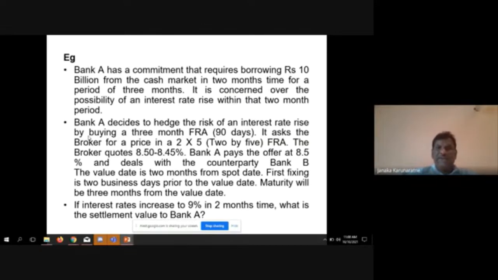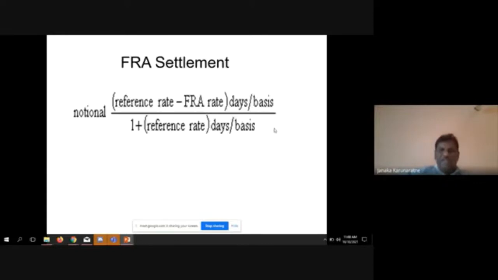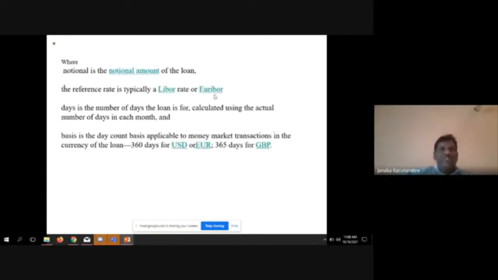Now let's say I want to borrow 10 billion. The difference is settled between the two parties for the notional amount. There won't be any physical exchange of cash, right? That is called the notional amount of the loan. So there is no physical exchange of cash between the buyer and the seller of the FRA, but the difference is exchanged.